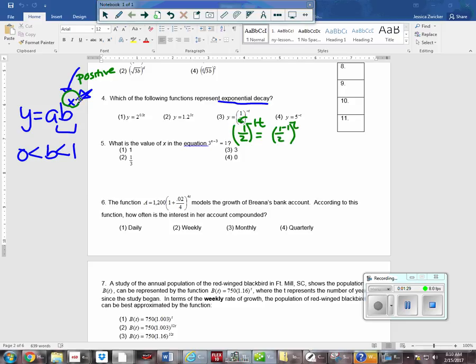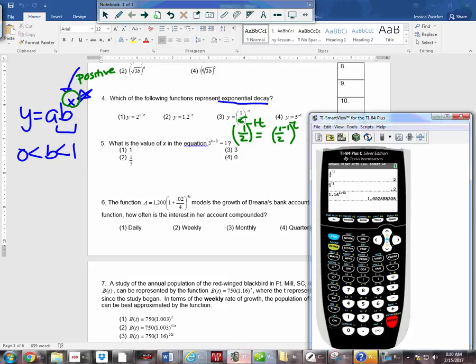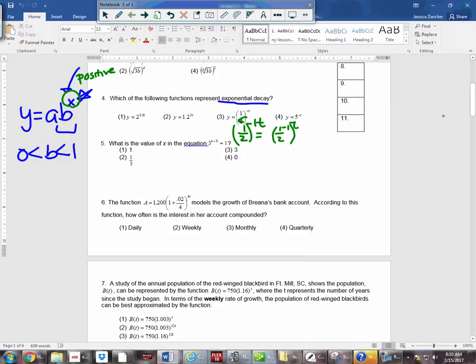Now, if you put that into your calculator, you'll see right here in this top line that 1/2 to the negative 1 power is 2. So even though it appears that your base is 1/2, when you rewrite it with a positive exponent, the value of b is 2. Since 2 is greater than 1, that's not exponential decay.